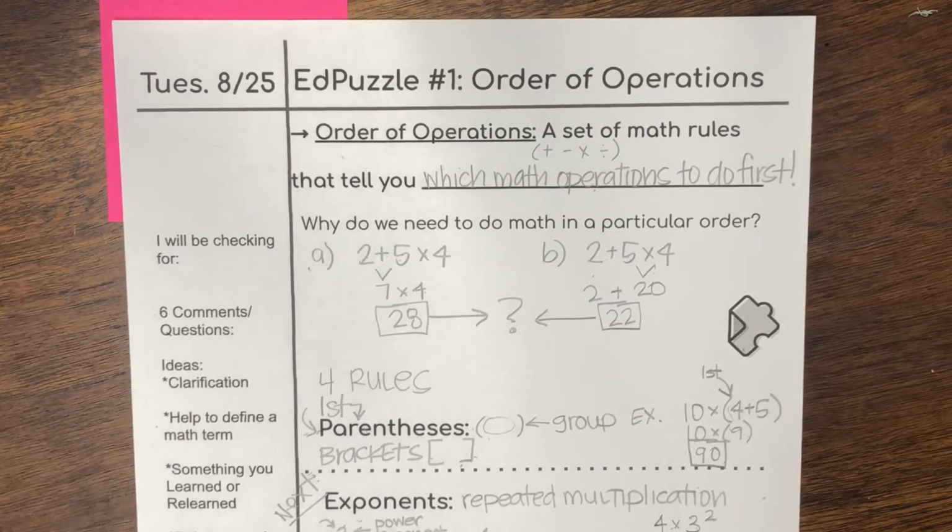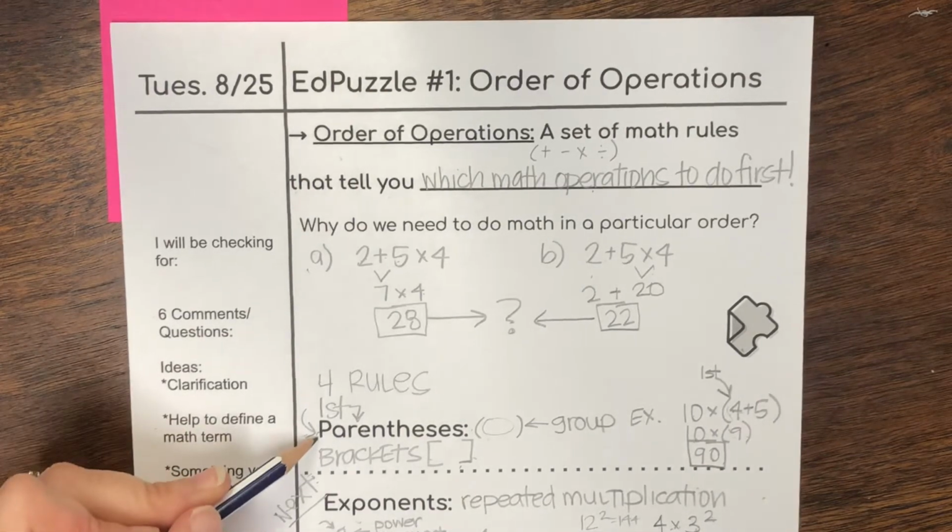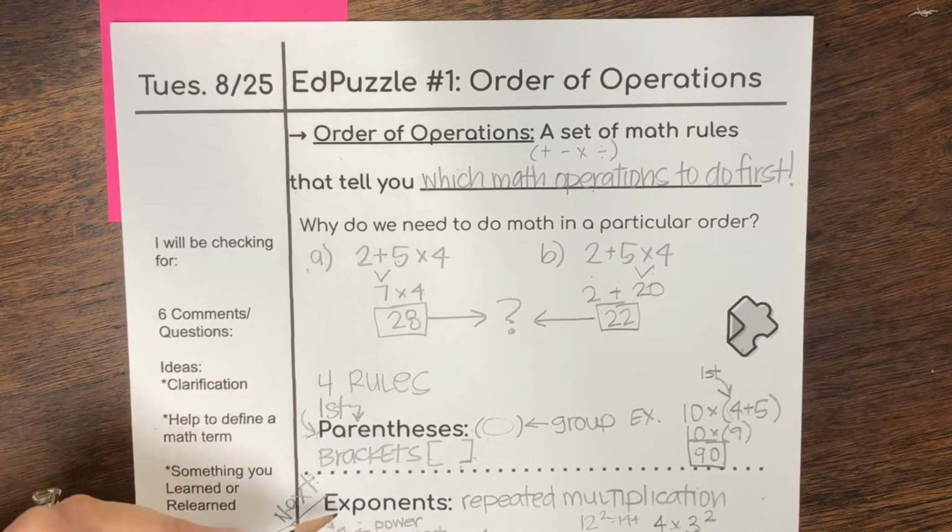Okay? Can you see how it would give us a different answer if we did 4 times 3 first? 4 times 3 would give us 12. And if we did 12 squared, 12 times 12 would give us 144, which is absolutely not the same as 36.